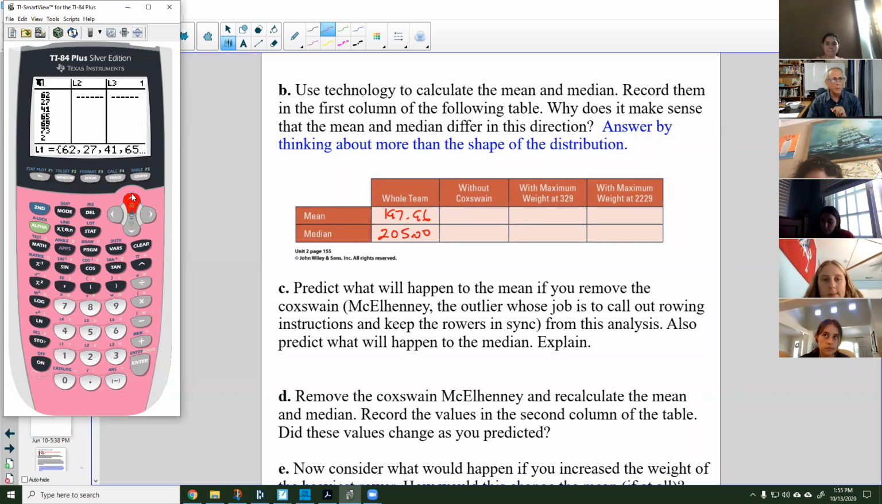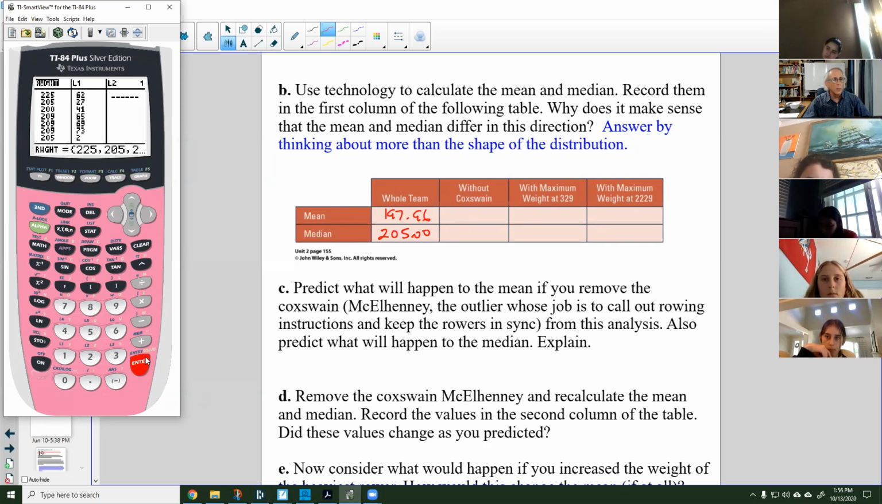So if I go up here to L1, you see above the delete key, it says insert, INS, right? So I can go second, insert, and it makes me a brand new column. And down here at the bottom, it asks, what's the name of that column? I'm going to go second list, and then alpha multiplication sign. I'm going to name that rower's weight, and I'm going to hit enter. And now I have all the data for the rower's weight right in there, right? Is everybody okay with that?